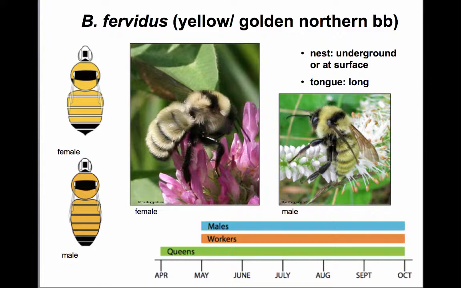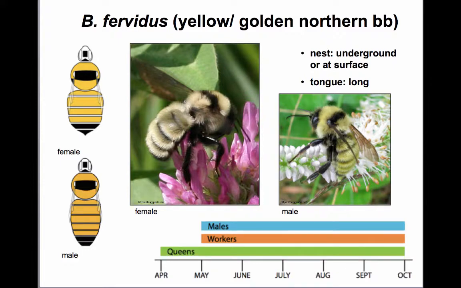This is one of our long-tongued bumblebees, and the tongue length might mean that they'll use different flowers or be able to access nectar from different flowers if they have a long versus a short tongue or a medium tongue length. So that's Bombus fervidus, the golden and very distinctive looking yellow bumblebee.